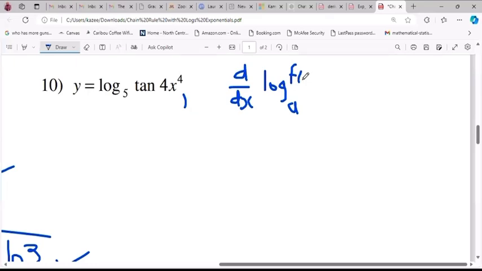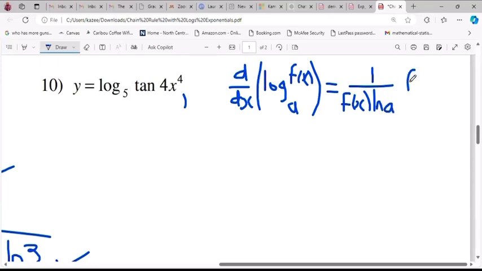So if you want to differentiate something like that, according to the rule, don't forget, you're actually going to have 1 divided by f(x), ln of a, the natural log of a, and here multiplied by f prime of x.